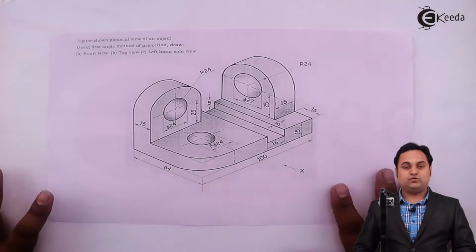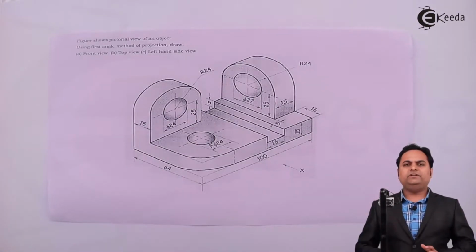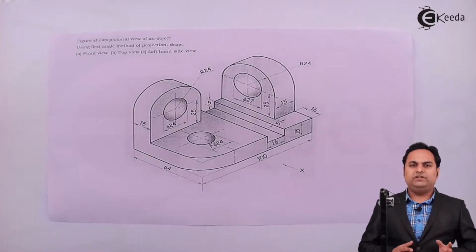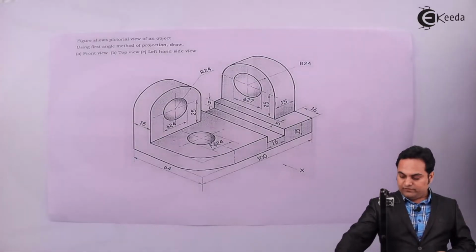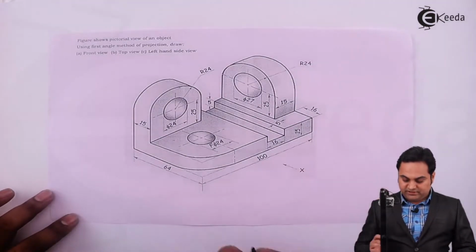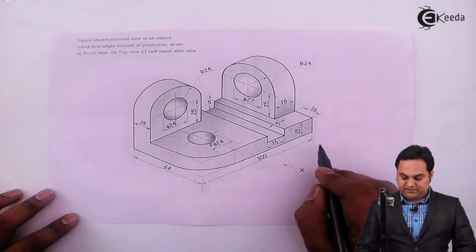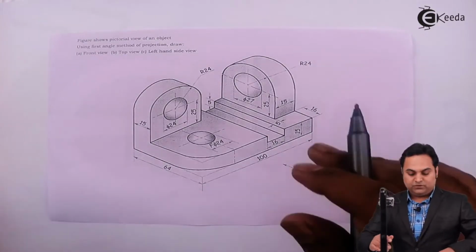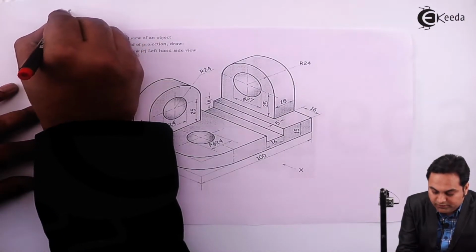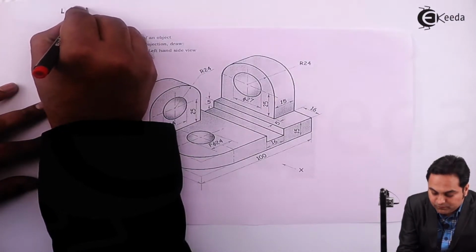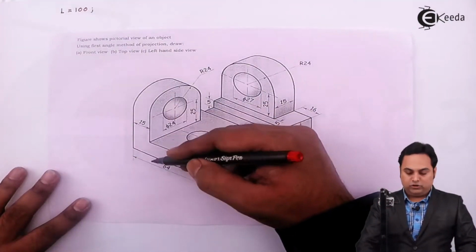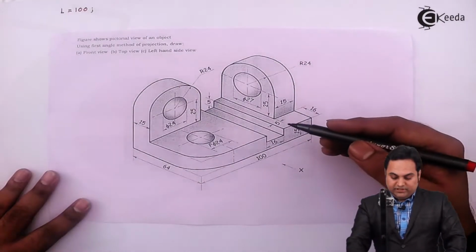So before we start this question, we need to know how much is the total length of the object, total height and total width. So first, when we are looking along direction X, we can see the length. The total length of the object is 100 mm. So I'll write down length is equal to 100. Then the total height of the object, we can find it out.